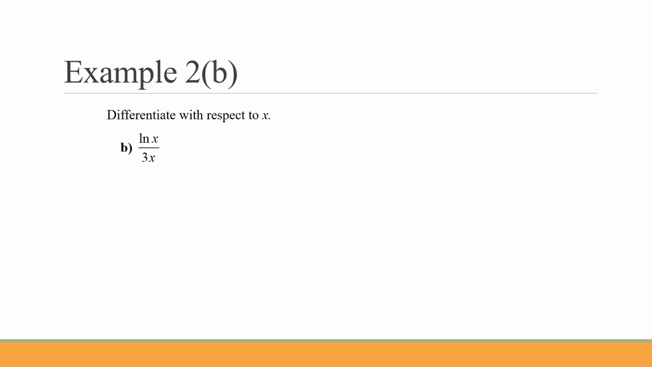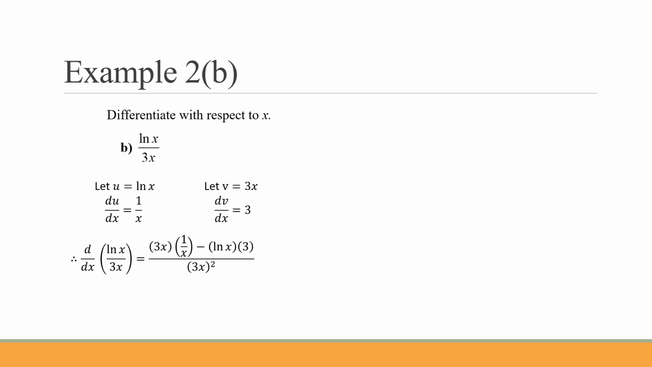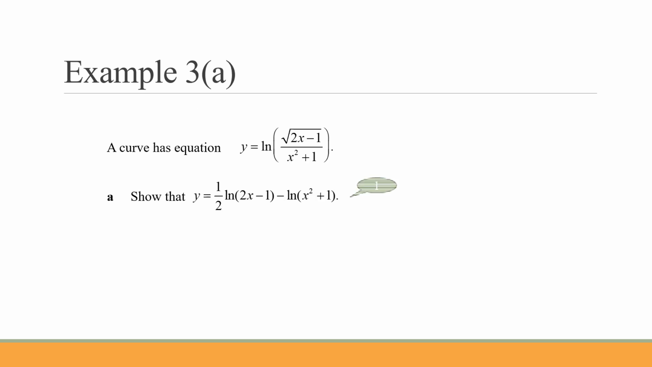Moving on, for this one, this is a quotient of two functions, so we have to use the quotient rule. Let u equal ln x, let v equal 3x. You differentiate them, and using the rule, you can choose to simplify further. If not, you can just keep your answer that way, no problem with that. I mean, if you simplify, you can solve it, sorry. So simplify: 3 minus 3 log x over 9x squared.